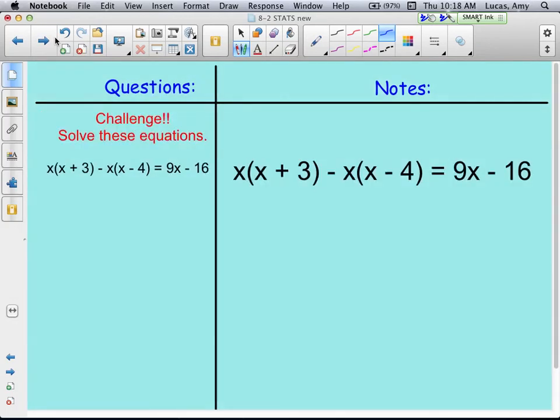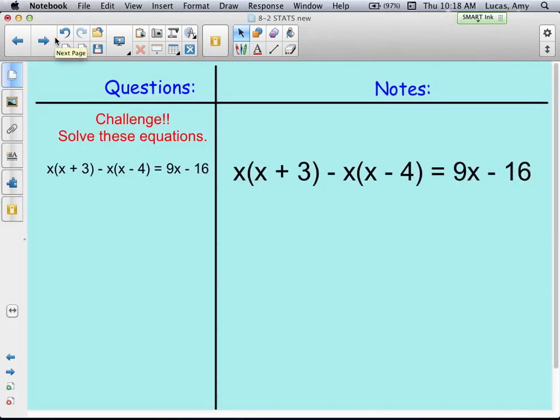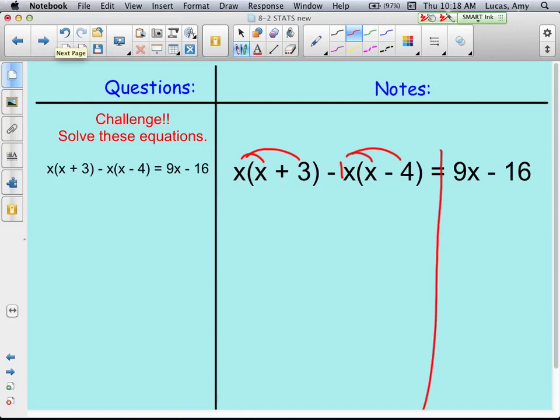All right, now challenge. We like to give you a challenge every once in a while, so check this one out. It says, solve these equations. So, distribute. This is an equation. It's not just a polynomial anymore. X times x is x squared. X times 3 is 3x. Now be careful on this one. Negative 1 times 1 is negative 1. X times x is x squared. Negative 1 times negative 4 is positive 4, so positive 4x.